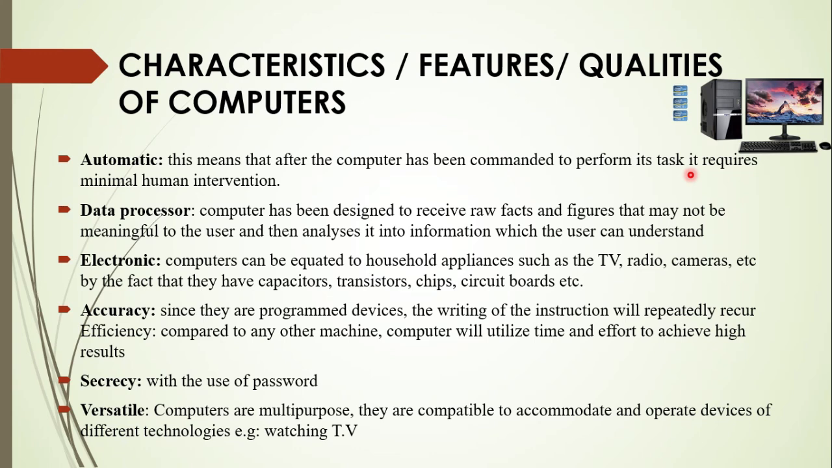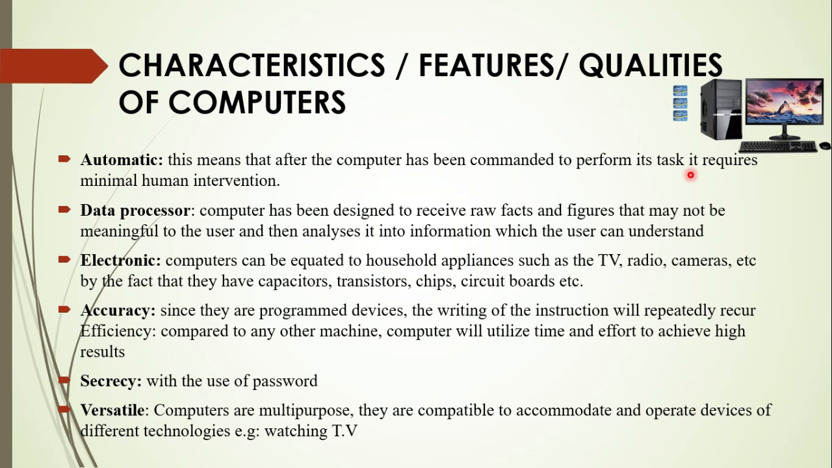Remember, we said that it processes data to information, and that is what is repeated here. Then we have number three, it is electronic, which can be equated to household appliances such as a TV. In other words, it uses electricity. That is the best term which you can use.